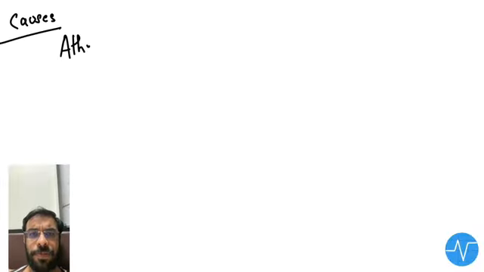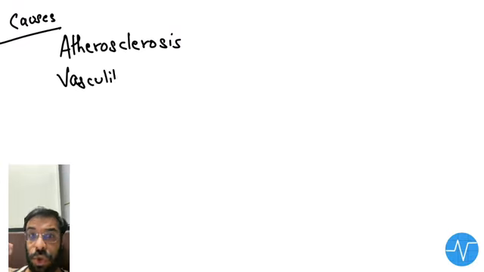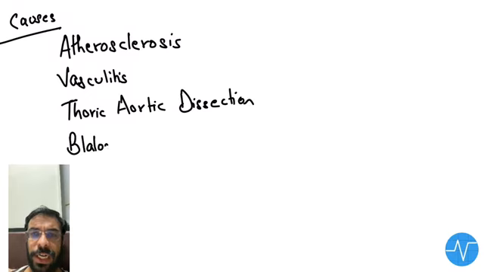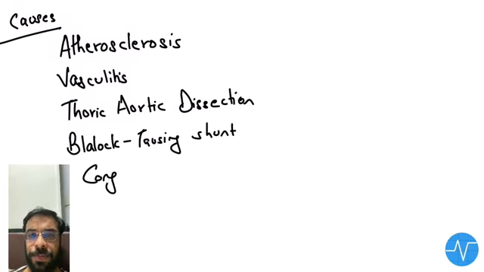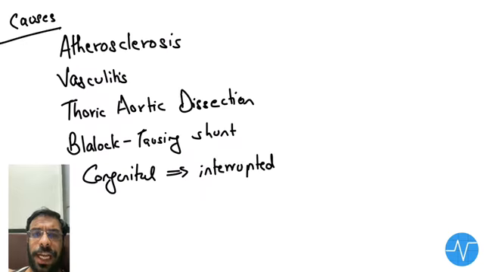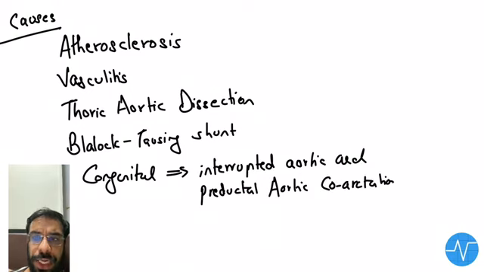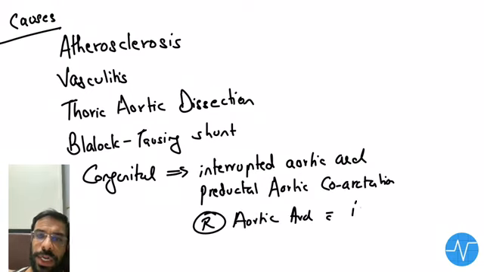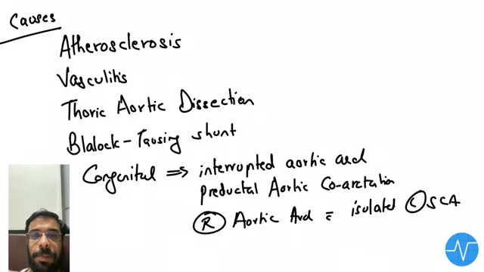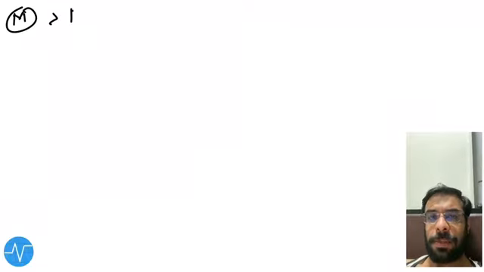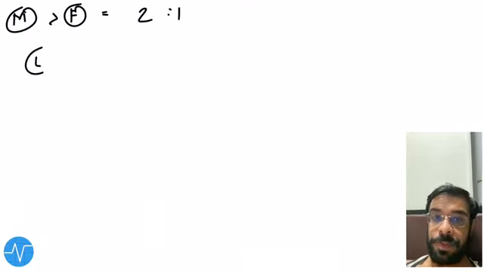Let's see the causes. First is atherosclerosis, which is causing severe occlusion, vasculitis, thoracic aortic dissection, Blalock-Taussig shunt. Some congenital causes like interrupted aortic arch, preductal coarctation of the aorta, right aortic arch with isolated left subclavian artery. The male to female ratio in subclavian steal syndrome is male greater than female in the ratio of 2:1, and the left side is more common than the right side.